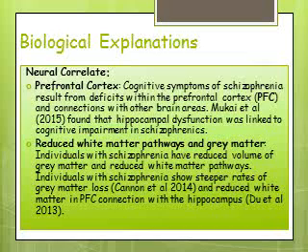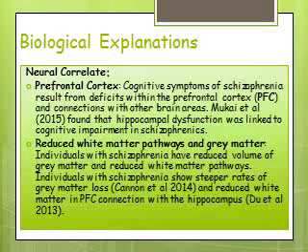Neural correlate then, so the prefrontal cortex. Cognitive symptoms of schizophrenia result in deficits from within the prefrontal cortex and connections with the other brain areas. So it's found that the hippocampal dysfunction was linked to cognitive impairment in schizophrenics.